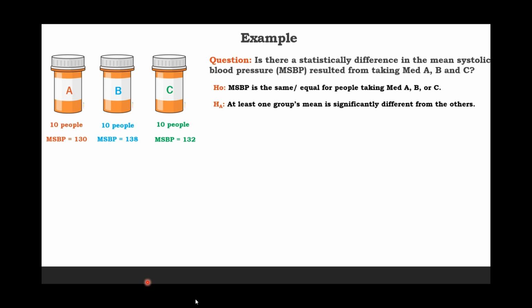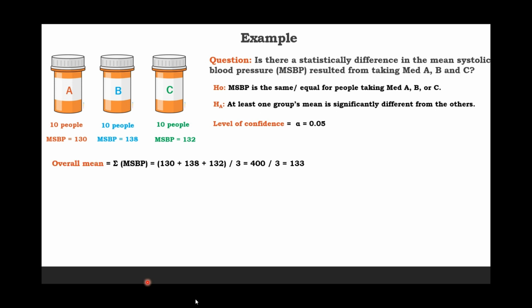So then I have my null hypothesis: mean systolic blood pressure is the same/equal for people taking these three meds. The alternative hypothesis is that at least one group's mean is significantly different from the others. I choose the level of significance for my test to be 0.05.